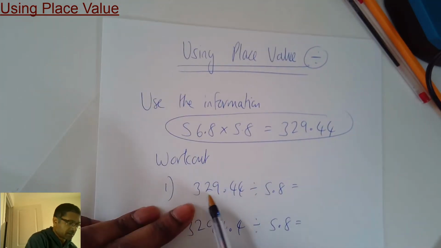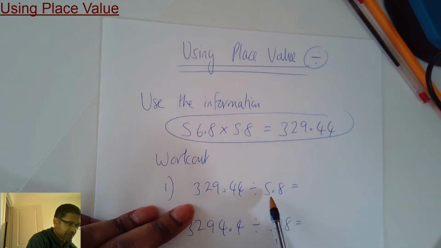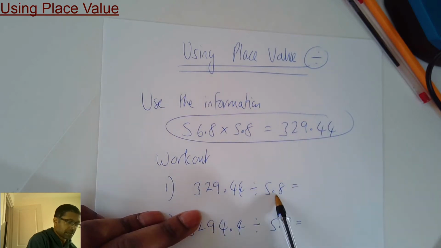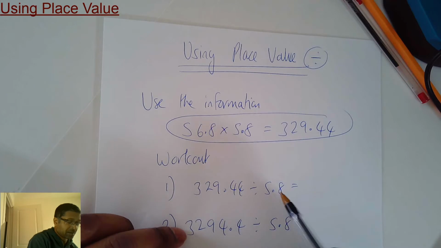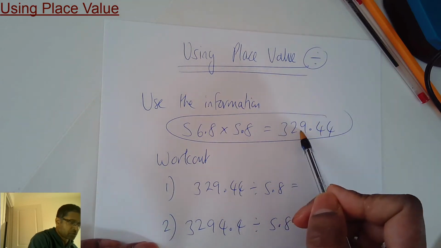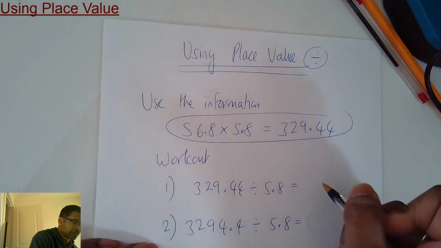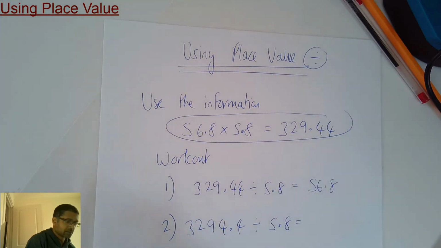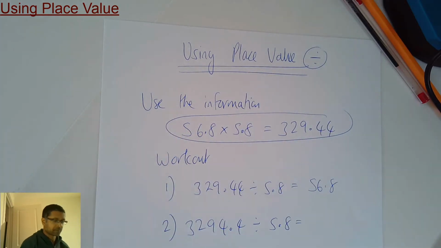Right, notice this number here is exactly here, and this 5.8 is also here. So since all the numbers are matching, we have done a simple inverse operation. We've done 329.44 divided by 5.8. That will give you 56.8. So now I've got all the pieces of information recorded.